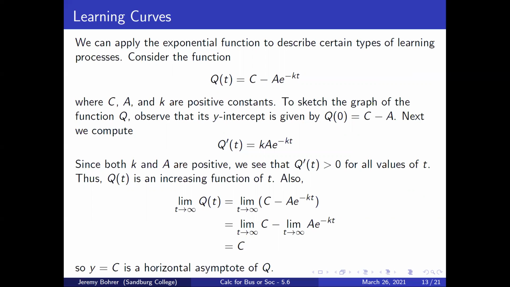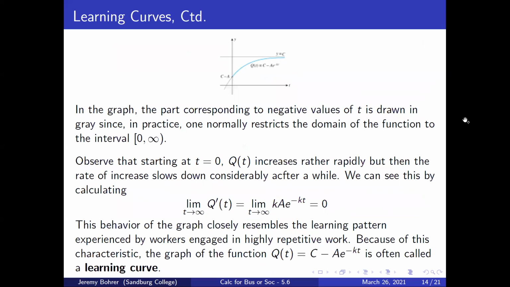Also, the limit as t approaches infinity of Q of t is equal to the limit as t approaches infinity of c minus a e to the negative kt, which is the limit as t approaches infinity of c minus the limit as t approaches infinity of a e to the negative kt, which is equal to c. So y equals c is a horizontal asymptote of Q. In the graph, the part corresponding to negative values of t is drawn in gray, since in practice, one normally restricts the domain of the function to the interval from 0 to infinity.